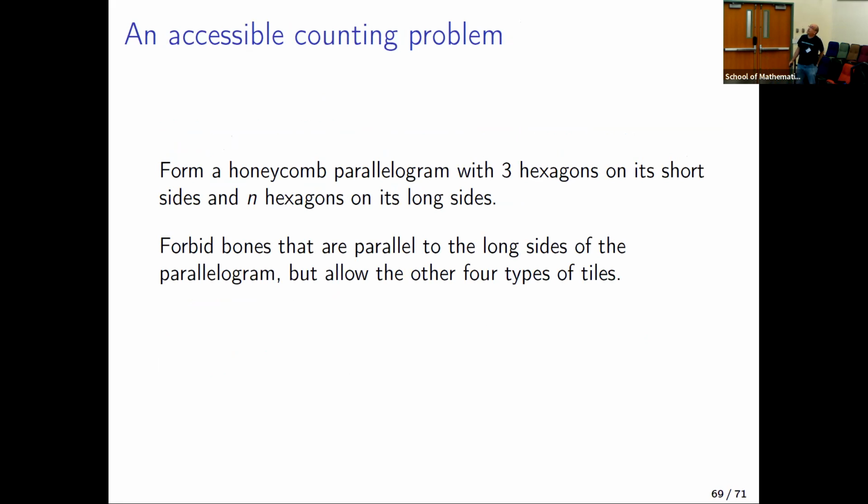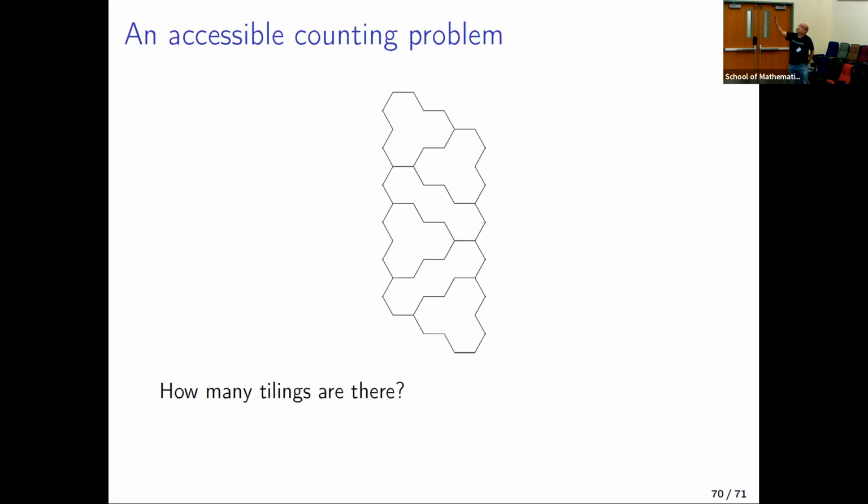We're going to forbid bones that are parallel to the long sides of the parallelogram, but allow the other 4 types of tiles. So here's a typical shape of the kind that I mean. And note that I'm not allowing vertical bones. I'm only allowing bones in the other 2 orientations, but I'm allowing both kinds of stones. How many tilings are there?